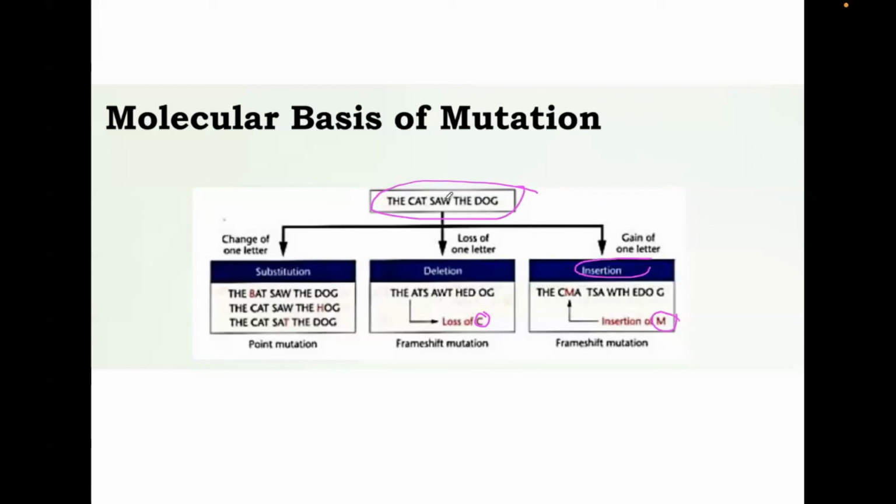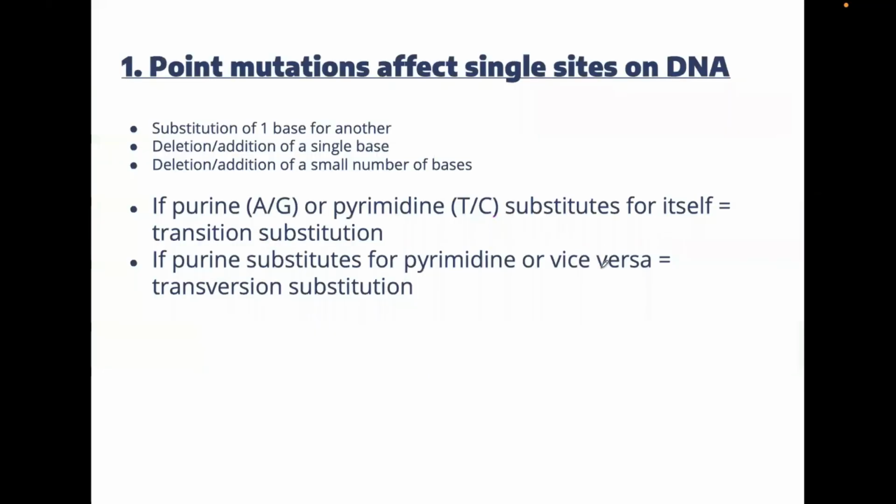So, from the parental strand, nagkaroon ng, imbis na the cat saw the dog, for example, the bat saw the dog, iba-iba na yung letter, substitution yun. Pag may naburang one letter, that is what we call your deletion. Pagka naman may na-insert or na-add na isang letter, that is what we call insertion.